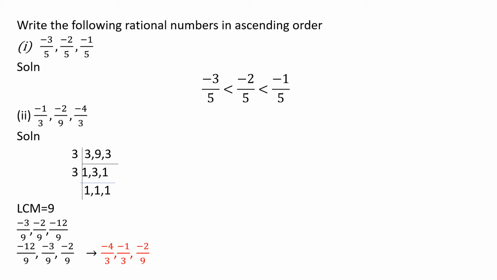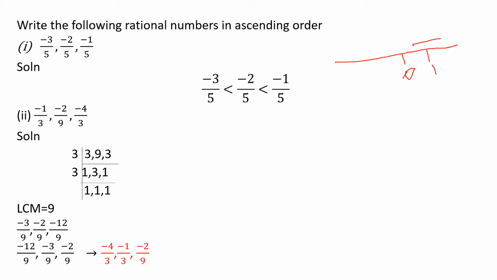So here all the denominators are same, right? So it is easy to compare, right? You don't want to do LCM or cross multiplication because already all the denominators are same. So minus 3 is greater or minus 2 is greater or minus 1 is greater. Minus 1 is greater, right? To remember, in a number line, right side is positive numbers, right?